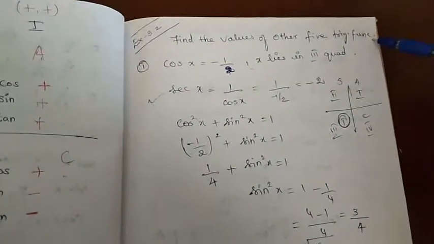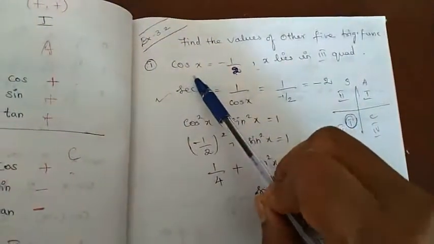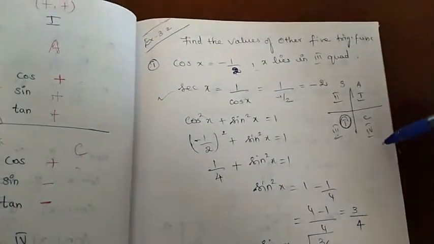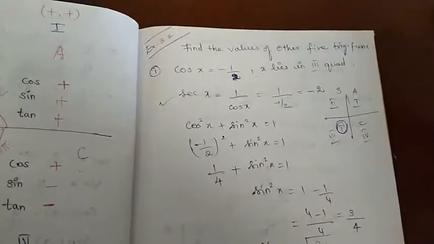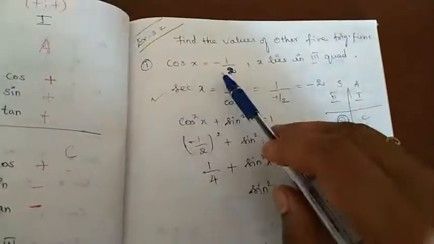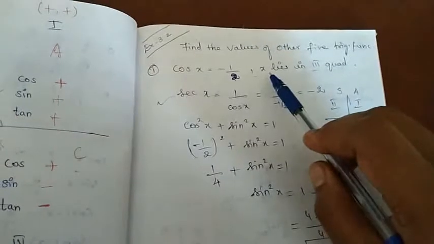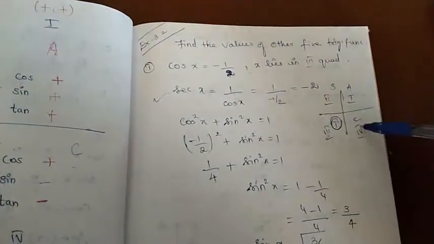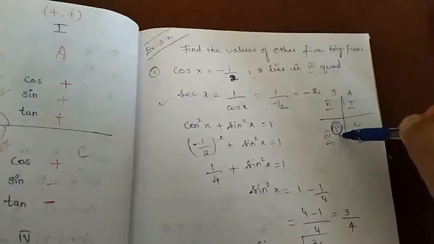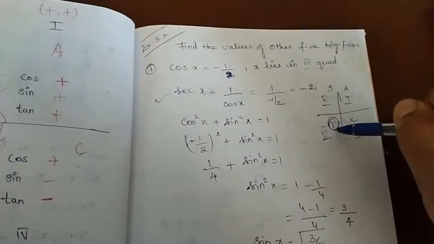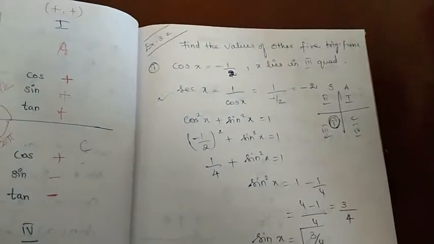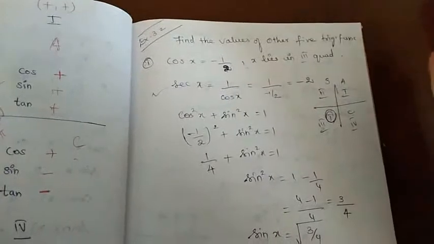Then we have seen how to find the values of other trigonometric functions. They have given you cos x is minus 1 by 2, x lies in the third quadrant. This is again an important type of question in this chapter. So immediately draw your quadrants, all silver teacups. When x lies in the third quadrant, only tan and its reciprocal are positive. The remaining things will be negative.